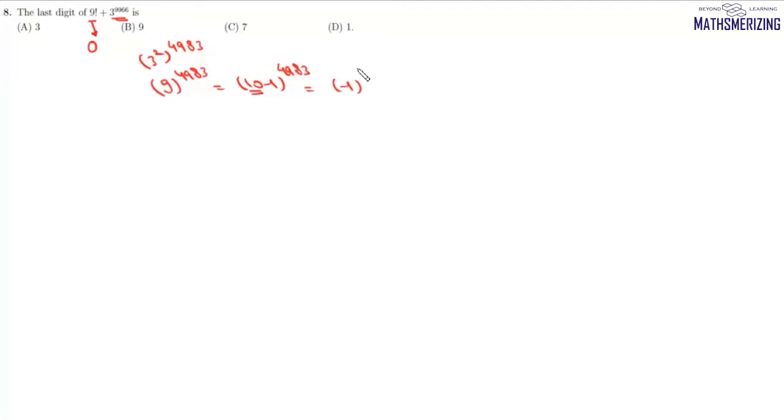the last digit will be minus 1 to the power 4983, which is minus 1. Now since a remainder cannot be negative, we take its complement with 10. The complement of minus 1 with 10 is 9. So the last digit in this case will be simply 9. And that's your option B.